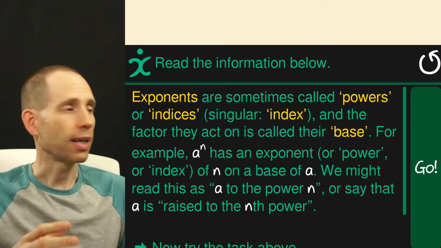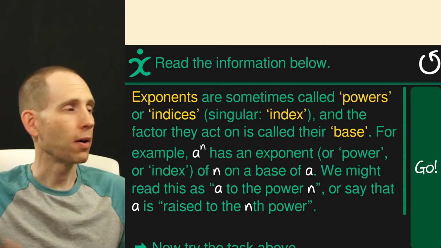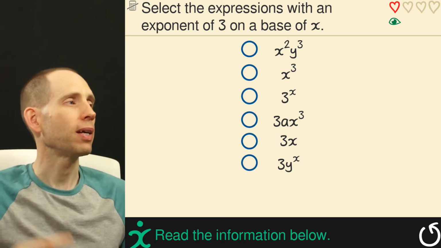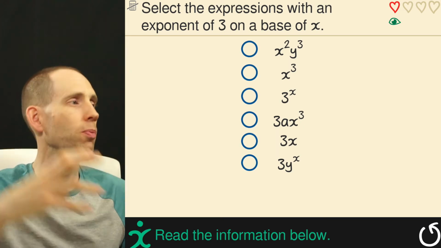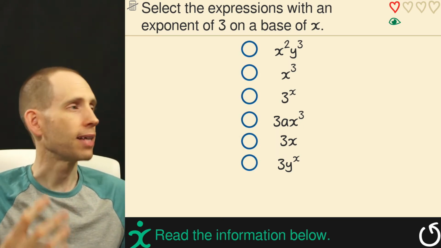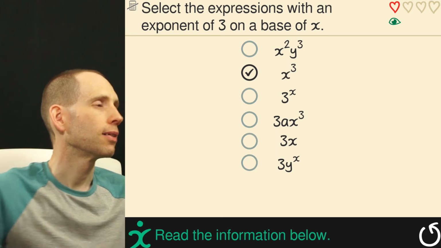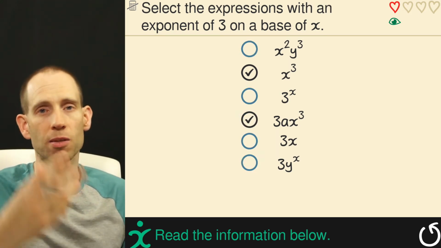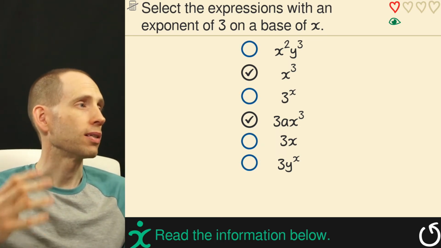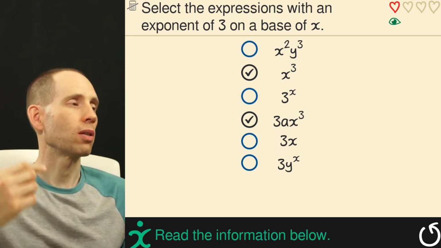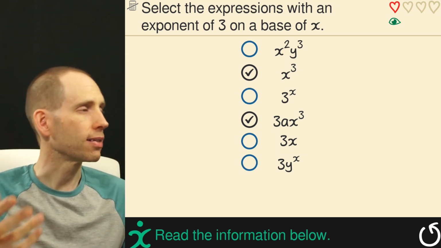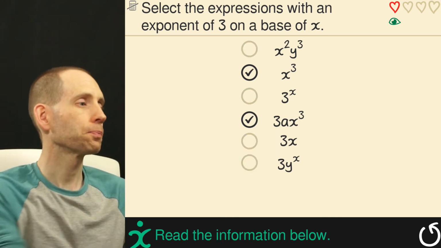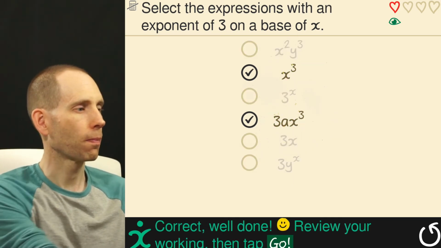So the base and the index make up the power. Select the expressions with an exponent of 3 on a base of x. So I'm looking for a little 3 higher up, and the big number on the main line is x. This one has 3 on an x, and so does this one. That's got an x to the power 3 within a bigger product, but it's still got an exponent of 3 with a base of x. The others have got x's and 3's, some of them, but not with the base being x and the exponent being 3. There we go.